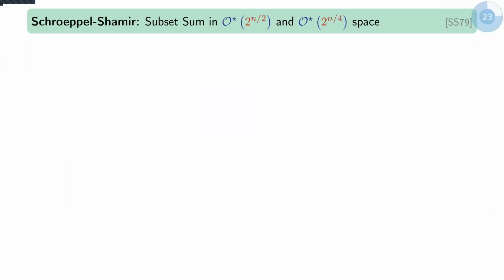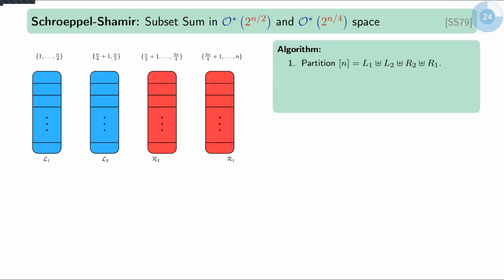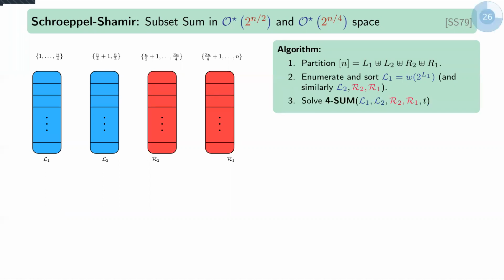Okay. Let me do something more complicated. Let me present to you the 2 to the n/4 space algorithm. The idea is as follows: we divide this set into four subsets, and we basically do the same. We enumerate the weights of all the subsets in each of these sets, and we sort them, and basically I can just say that we solve the 4-sum problem on those.